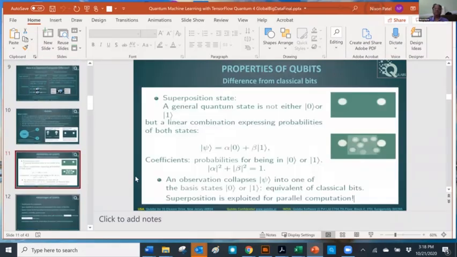And some of these properties I talked about, the superposition state, make things probabilistic and continuous. So you have these amplitudes, alpha squared and beta squared, where the total probability should be 1. And exploiting the superposition, we can have parallel processing capacity.